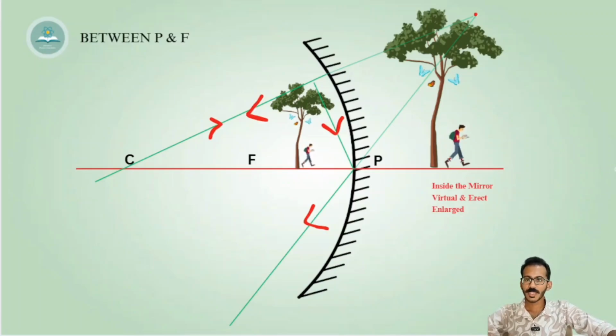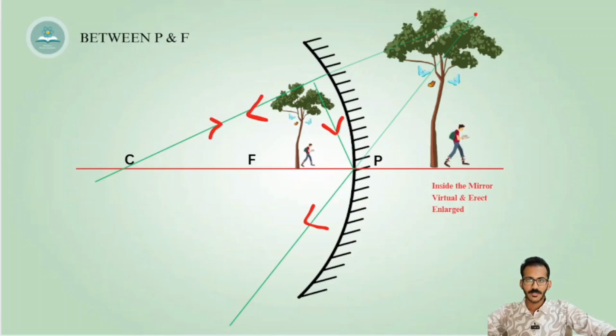So, concave mirrors can give you all types of images. It can form real and inverted images. It can form virtual and direct images. It can form the image of same size, diminished size, highly enlarged size. All types of images can be formed by concave mirror. But coming to convex mirror, it can only form one type of image, that is virtual, erect and diminished image.